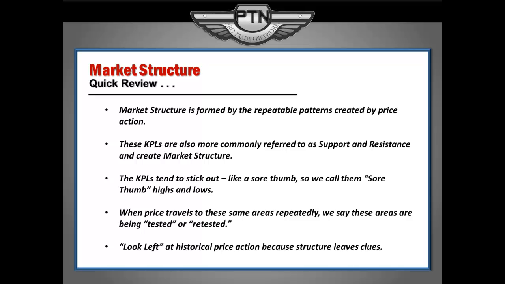And traders, as we said last time, these key price levels tend to stick out like a sore thumb, so we call them sore thumb highs and lows. And when price travels to these areas repeatedly, we say these areas are being tested and retested. That's a vocabulary that we learned last time. And of course, we always look left at historical price action because structure leaves clues.